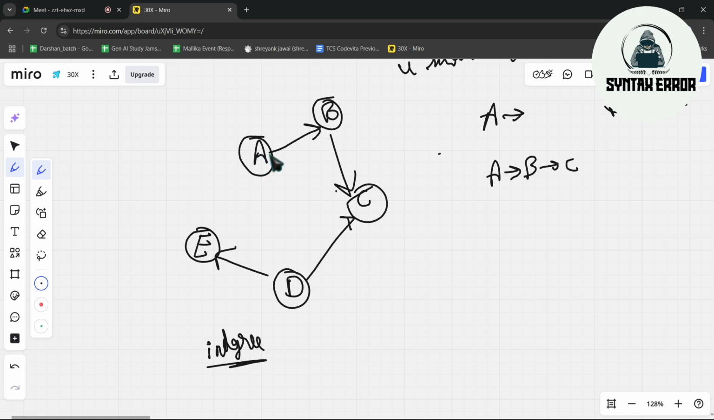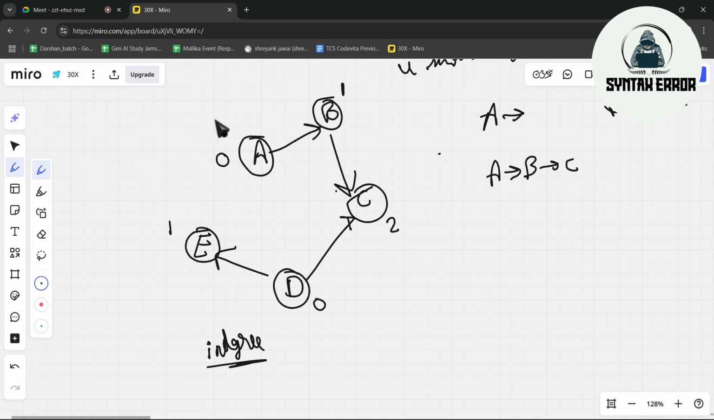When we consider A, how many incoming edges are there? Here we do not have any incoming edge. There is only one edge, which is an outgoing edge. So the in-degree of A is 0. When it comes to B, how many incoming edges are there? 1. When it comes to C, how many incoming edges are there? 2. Here again 0. Here 1. So these are our in-degrees.